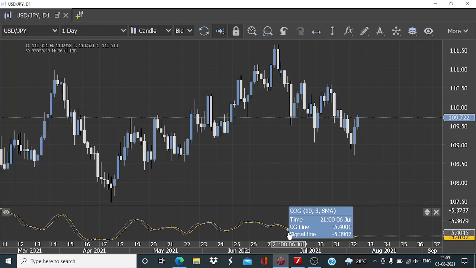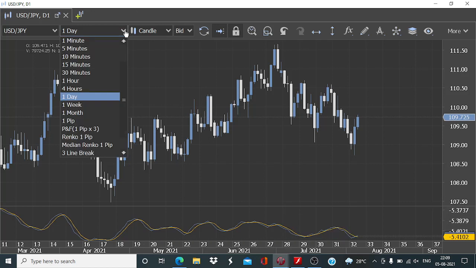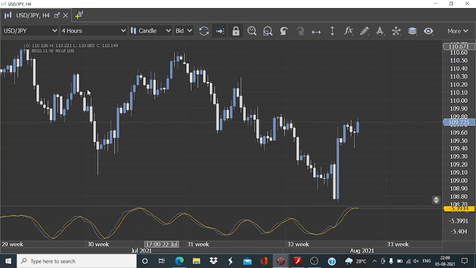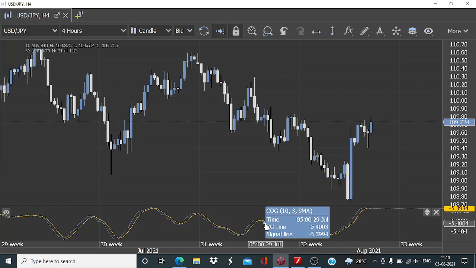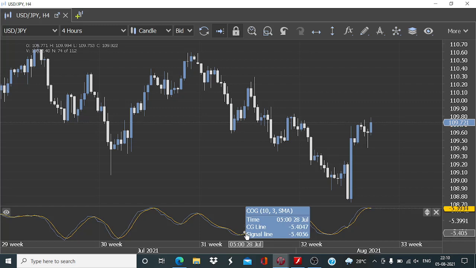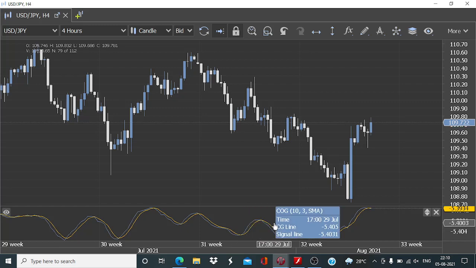We will need the signal line to be below the center of gravity line, and if we see the daily time frame conditions in place, we will be looking to initiate the trade whenever we have a fresh crossover. That is, when we see the signal line crossing below the center of gravity line, we will be looking to initiate the trade. And here also the condition is going to be similar: 24 hours back the signal line should have been above the center of gravity line, and now we have the fresh crossover in place.